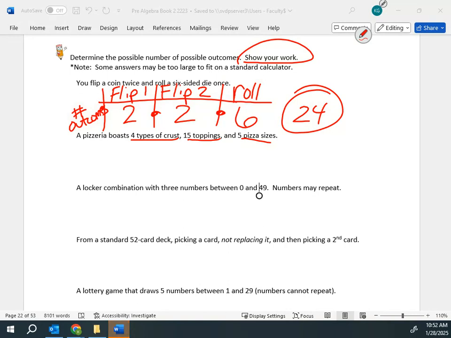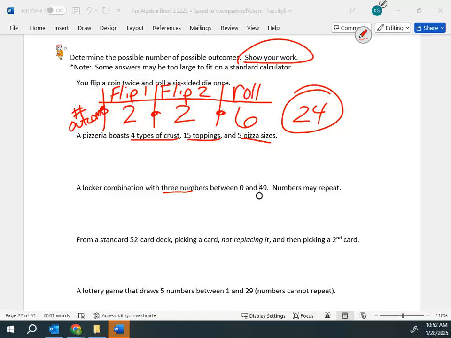A locker combination with 3 numbers between 0 and 49. Numbers may repeat. How many events is that? If our locker combination has 3 numbers, how many events would that be? Ooh, how many of us are listening to the teacher instead of working ahead? Natalie. 3. Yeah, that's 3 separate events. Number 1, number 2, number 3. So make sure you're labeling your events correctly.